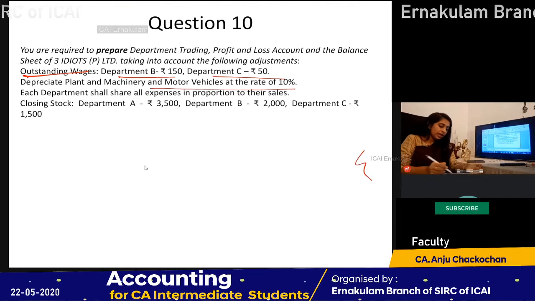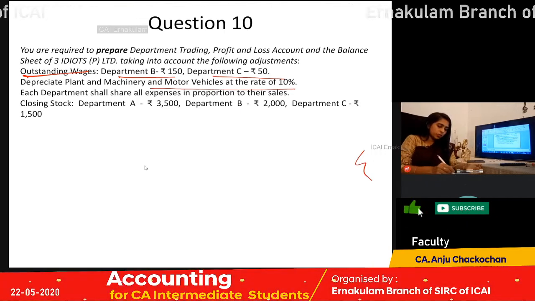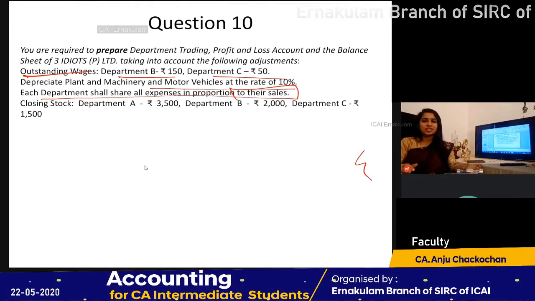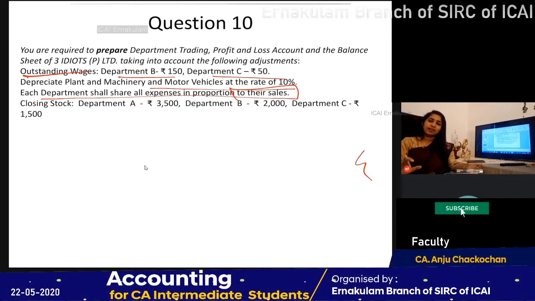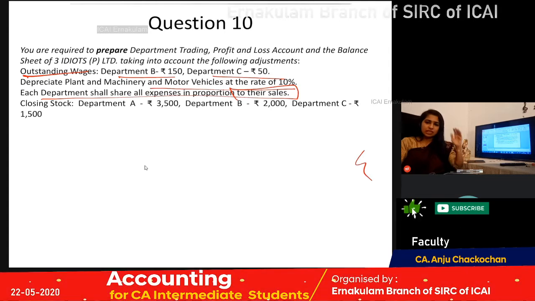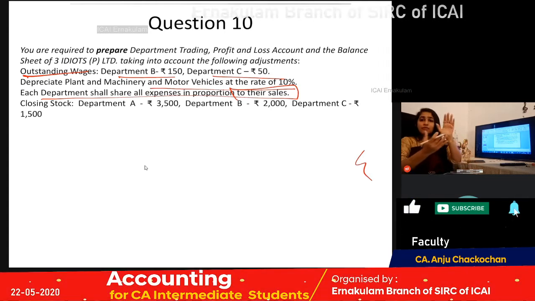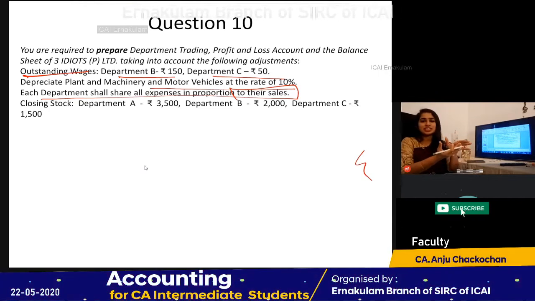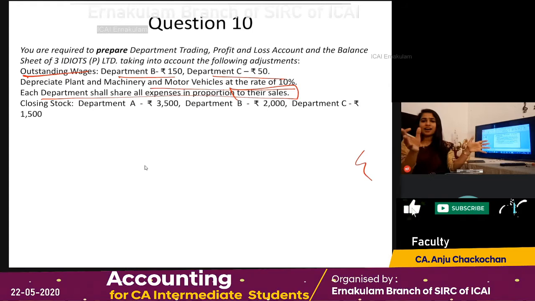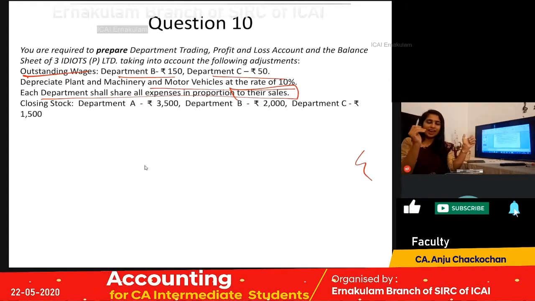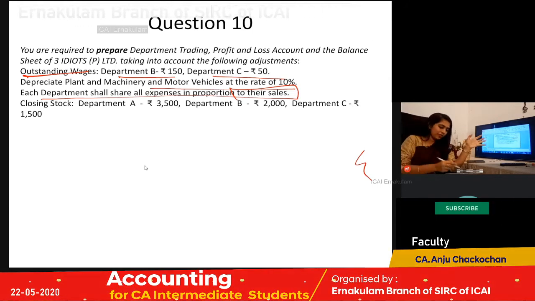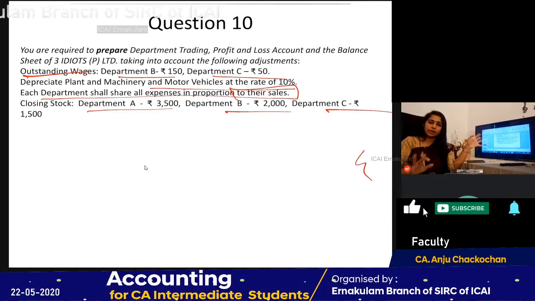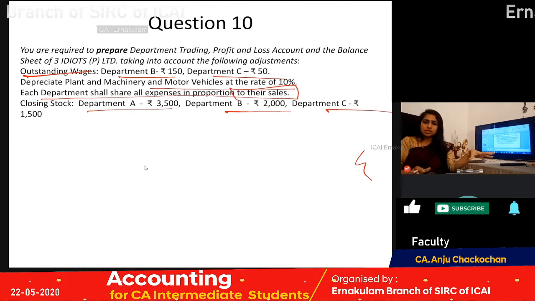Now, whatever the expenses are, they are allocated on the basis of the sales. The question clearly states that if we have any common expense, all such common expenses will be recognized on the basis of the sales. Yes, Ria, the answer is wages to wages outstanding. Fine. We also have the closing stock in the picture. So this is just the gist of it.